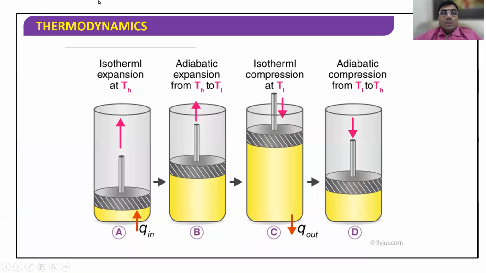So this is what exactly happens. First step is isothermal expansion. Second step is adiabatic expansion. Third step is isothermal compression. Fourth step is adiabatic compression. So let us understand the construction of this Carnot engine or Carnot cycle.